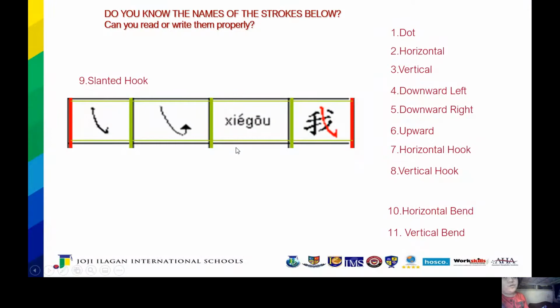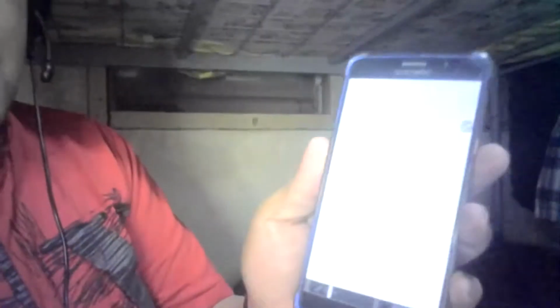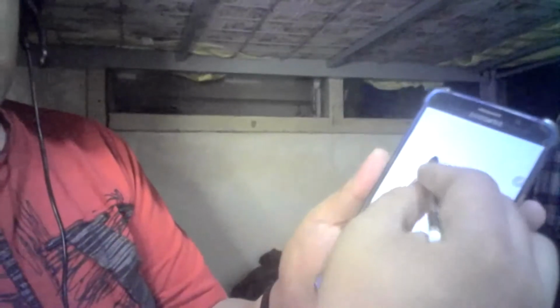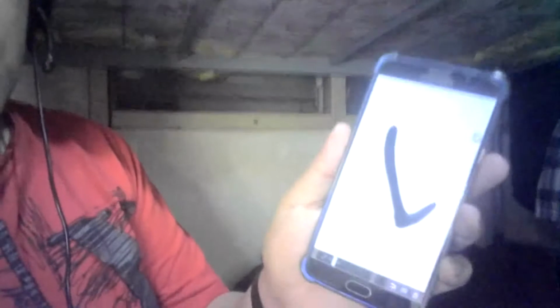Next is the slanted hook or sieko. It's just like the downward right stroke, then pero meron siyang parang hook sa pataas, no? So sige, mabilisan tayo. Let's teach you how to write the sieko or slanted hook stroke. Okay, sieko. Did you check it? Did you see it?